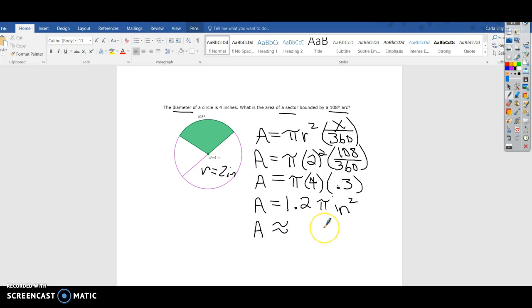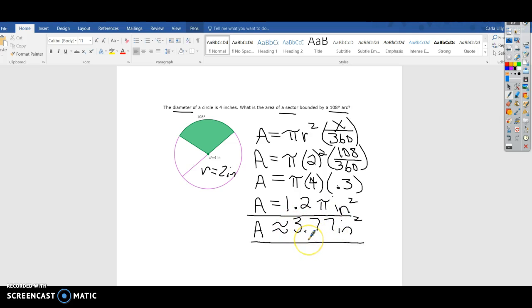Or, again, we can multiply by pi. So 1.2 times pi is about 3.77 inches squared. And again, this is the exact answer. This is an approximate answer. Since we know that pi equals 3.14 approximately, this should make sense that 1.2 times 3.14 approximately gives you this answer here.